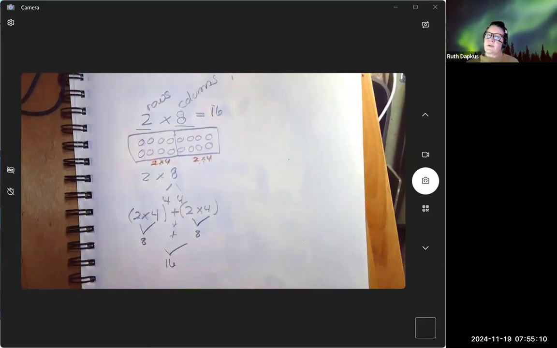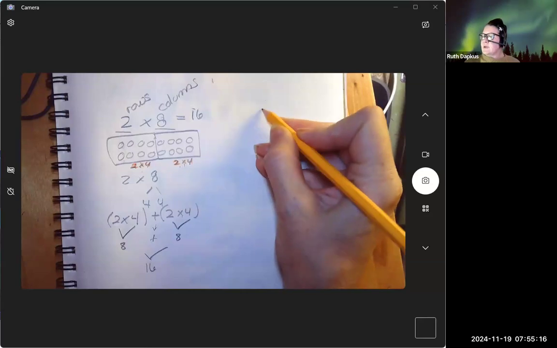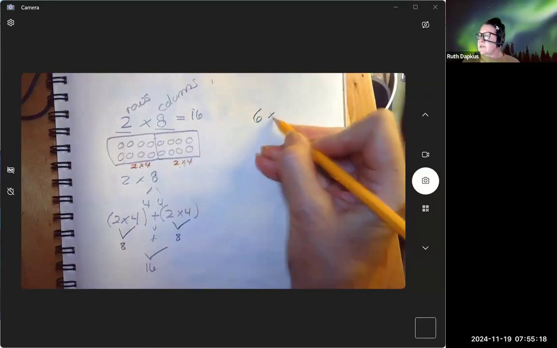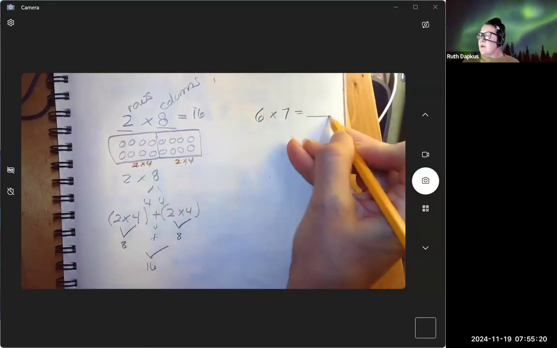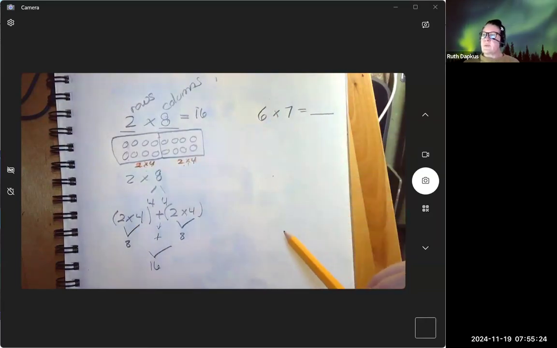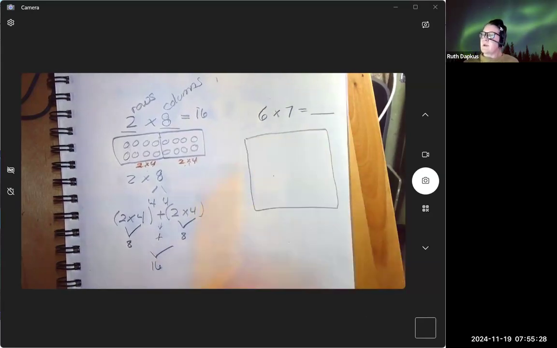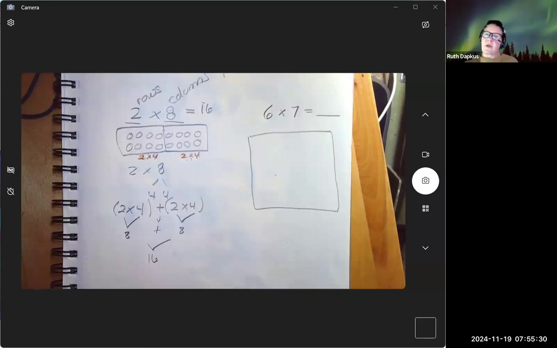Break up some of these larger arrays. We'll start with smaller arrays and break those up, but then our arrays are going to get a lot bigger. And I think one of the challenge questions coming up is 6 times 7, right? Even if you know the answer to this, how can you break that up using the distributive property? I'll leave you guys to think about that one, and we'll work through that in class.